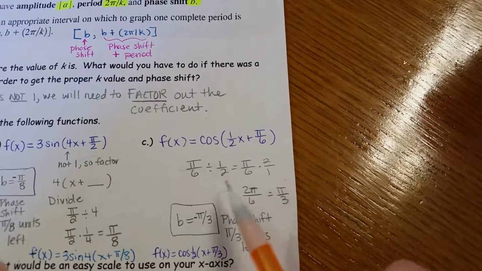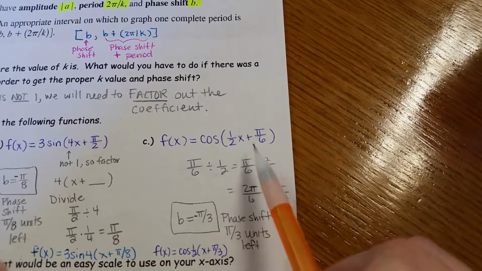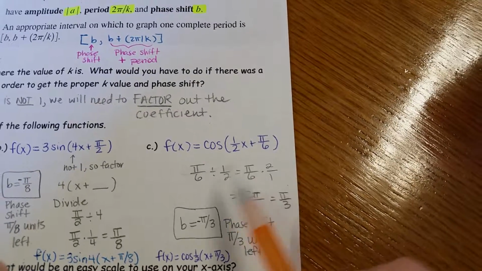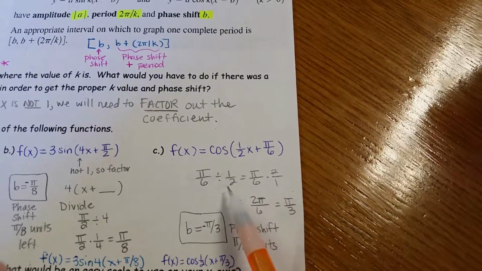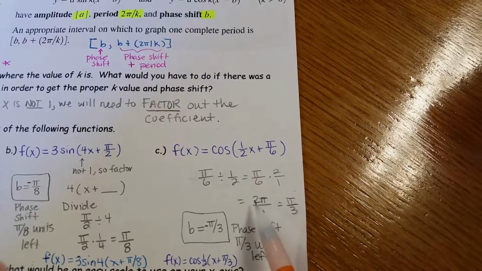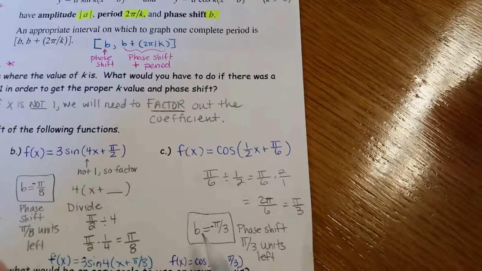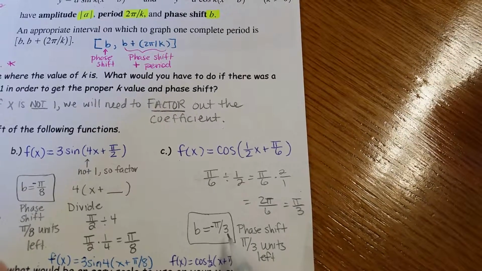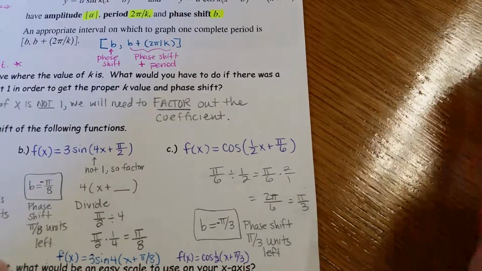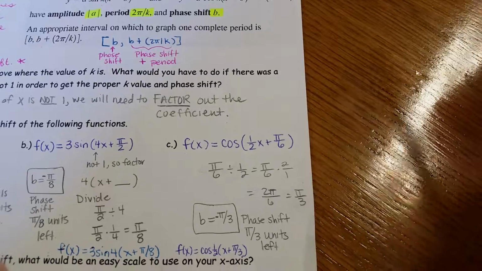C is similar to the last one, where we are going to end up having a negative value again. Now, when you factor out the 1/2, just like we did before, we're going to have to divide pi over 6 by 1/2. So we're going to multiply by the reciprocal. We'd get 2 pi over 6, which is going to be pi over 3. And then our b value would be negative pi over 3, which is going to be a phase shift of pi over 3 units to the left.